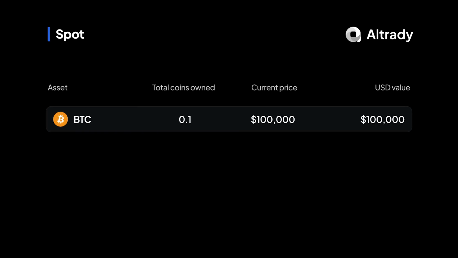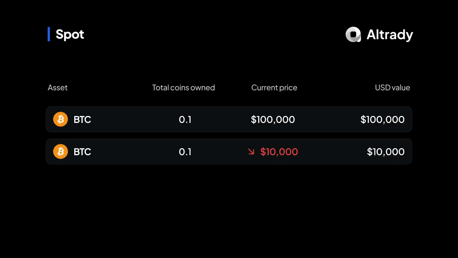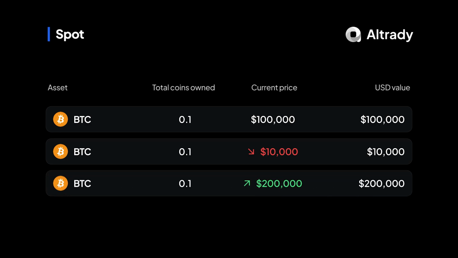Spot trading is easier and safer for beginners because you're only risking what you own. No borrowing money, no extra risks. Even if the price of a coin drops 90% or more, you still hold that coin. It's just worth less. But it's still in your account and you can wait or sell it when you're ready.